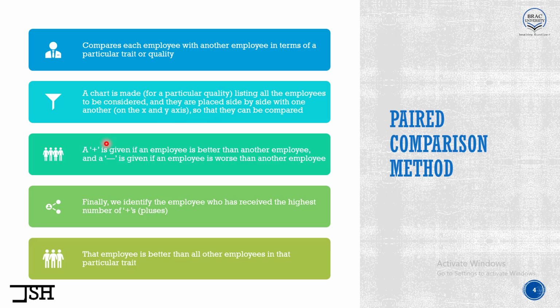Now after that, a plus is given if an employee is better than the other employee, and a minus is given if an employee is worse than the other employee. So yes, that is exactly what we did. Next, finally we identify the employee who has received the highest number of pluses. Yes, again, we found out that in the last table, Shalima got the highest number of pluses. And finally, we decided that yes, that employee is better than all other employees in that particular trait. So in terms of office attendance, Shalima was the best employee of all. So that is how we used a paired comparison method.